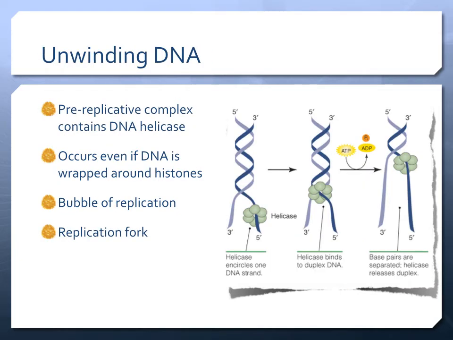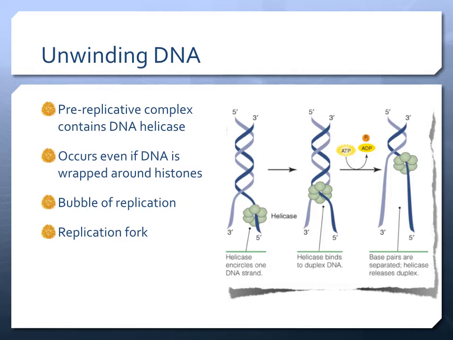Now, among all the proteins present in the pre-replication complex, you will find the DNA helicase. This protein will be able to bind with the double-stranded DNA, consume ATP, and use the energy released from ATP hydrolysis in order to break the hydrogen bonds between the base pairs, so that instead of a double-stranded DNA, you create two pieces of single-stranded DNA that will be able to serve as templates for the synthesis of new DNA.